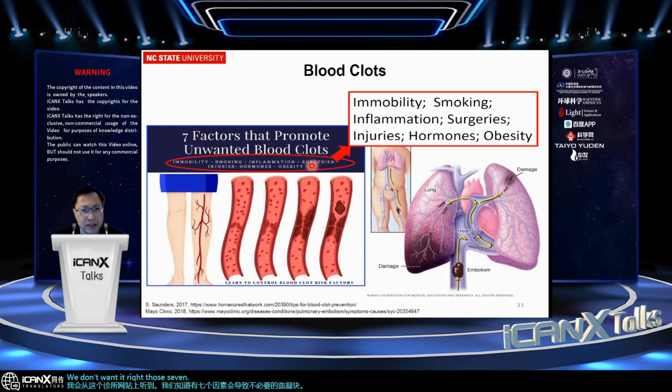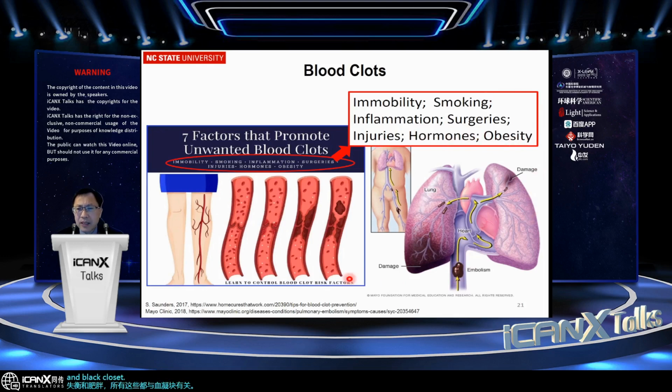Those 7 factors are small, but I zoomed in here. You see immobility. You don't want to sit still for too long, okay? That's why, when you take a flight, some people take measures to prevent blood clots from forming. Smoking is not a good thing. Inflammation, if there is any, treat it. Surgeries, injuries, hormone imbalance and obesity are all related to blood clots.